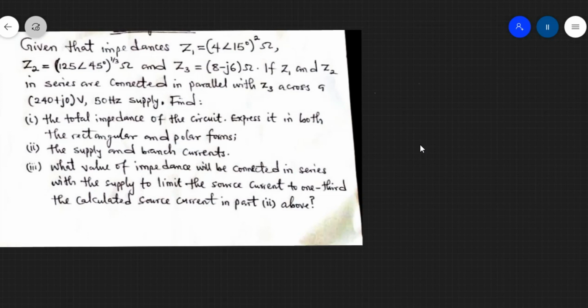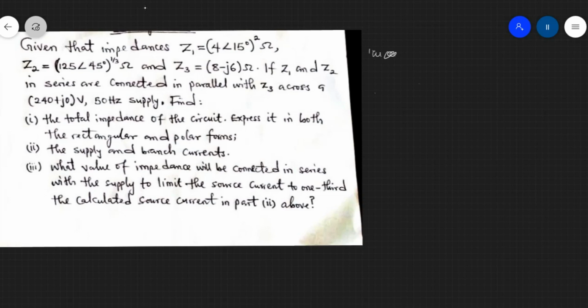If this were to be an ordinary basic circuit, what would you do first of all? So we are asked: given that impedance Z1 equals 4 angle 50, Z2 is this and Z3 is this, they are all in ohms. If Z1 and Z2 in series are connected in parallel with Z3 across a 240 volt, 50 hertz supply, find the first one, which says the total impedance of the circuit expressed in both rectangular and polar form.